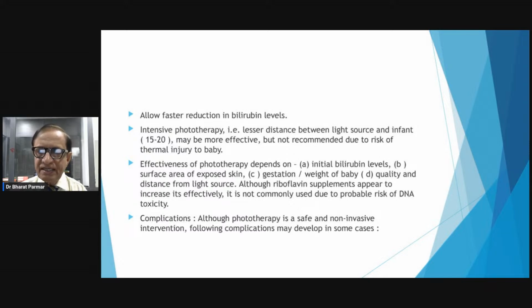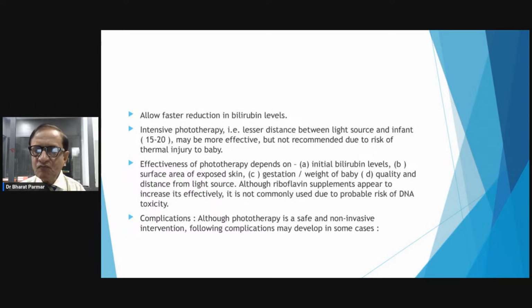Intensive phototherapy, with a lesser distance between light source and infant of 15 to 20 centimeter, may be more effective, but it is not recommended due to risk of thermal injury to the baby. So keep the distance at 45 centimeter between the source of the light and the skin of the baby. The effectiveness of phototherapy depends on initial bilirubin level, surface area of exposed skin, gestational age and weight of the baby, and quality and distance from the light source. Although riboflavin supplement appears to increase its effect, it is not commonly used due to probable risk of DNA toxicity.